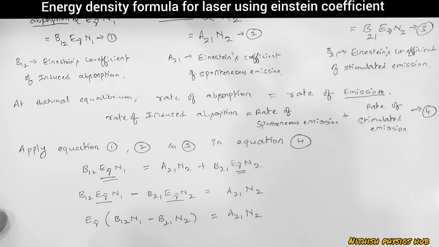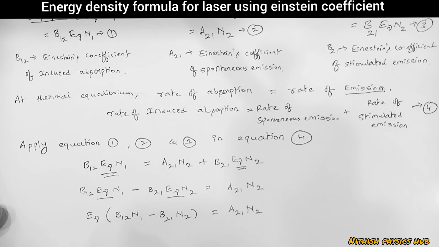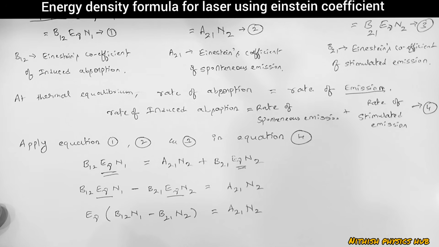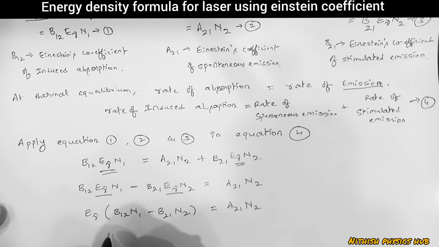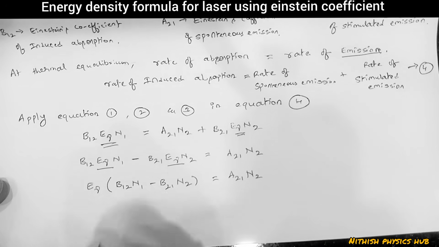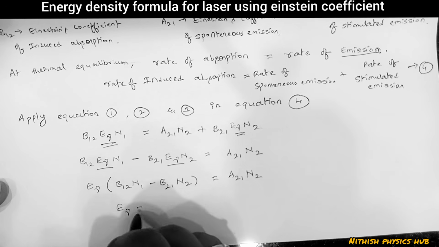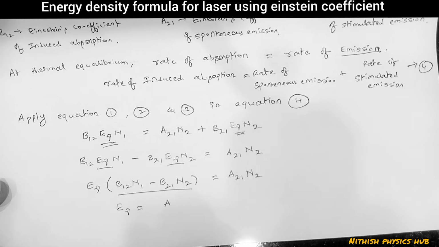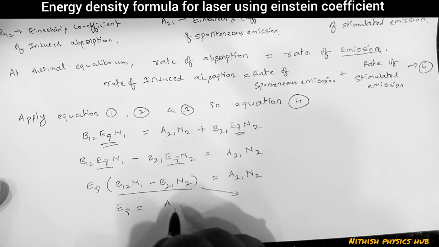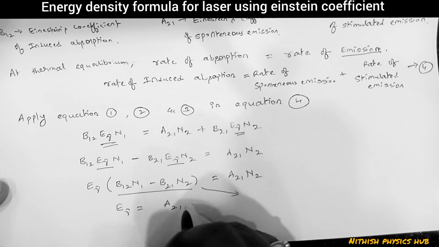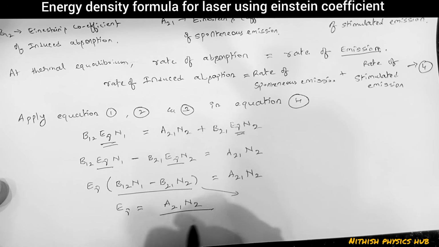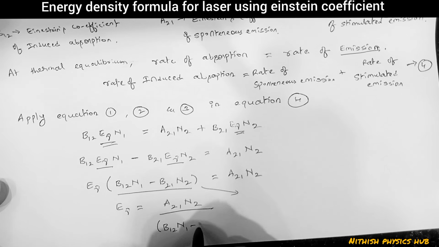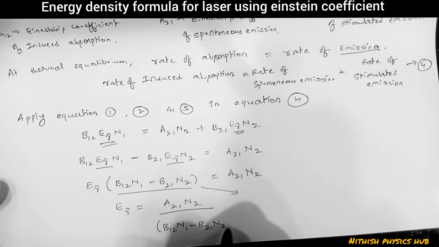Just I will be rearranging the equation according to our requirement, and now I want only the energy density. I don't want the entire equation, so I will be shifting this bracket term to the denominator. The value will become A21 N2 divided by B12 N1 minus B21 N2.